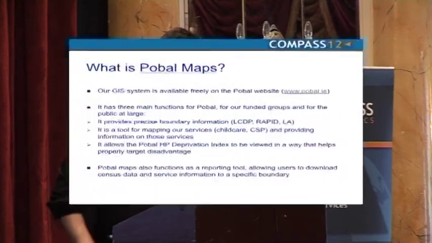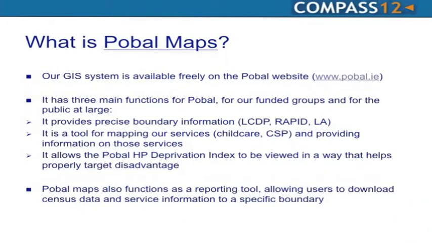So what is Pobal Maps? Well, it's a free resource on our website, open to all. It has many different functions for various different programmes. The first one would be boundaries. We have a programme called the RAPID programme, which is about specific disadvantaged urban centres, and you have to know whether you're in or out of that, so that's handy.